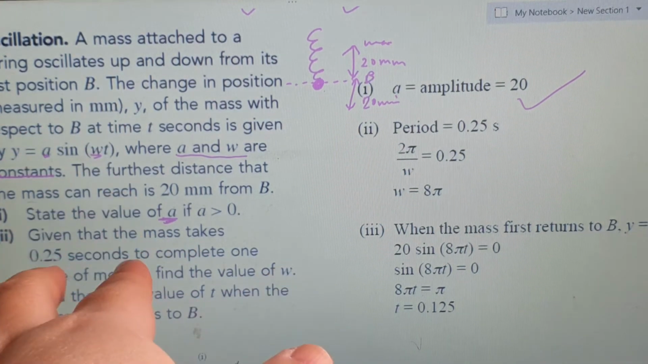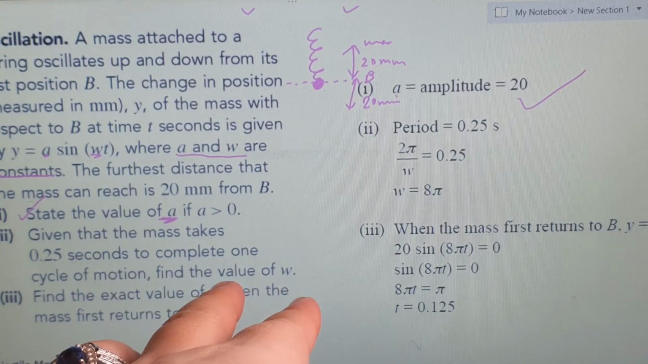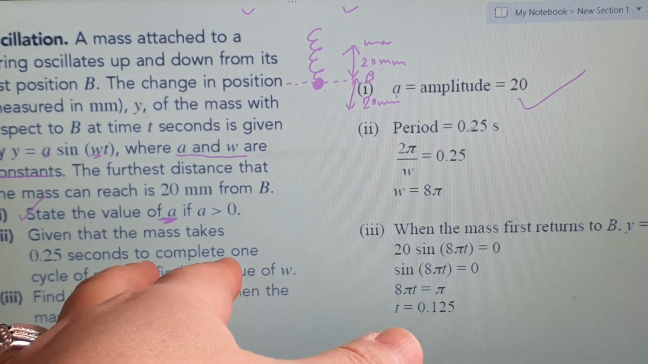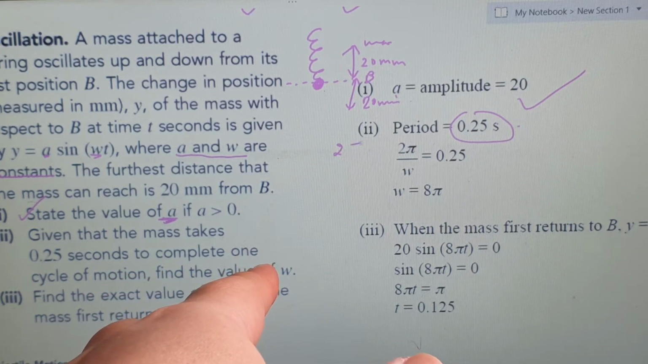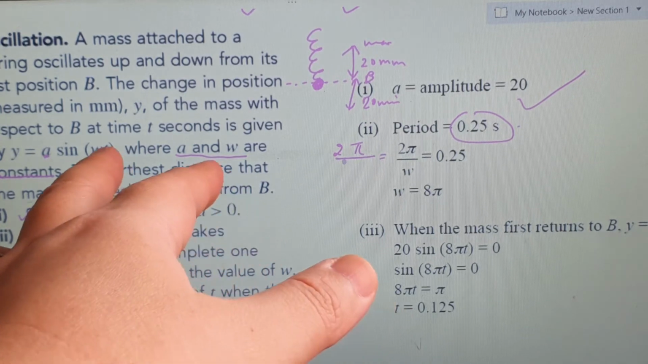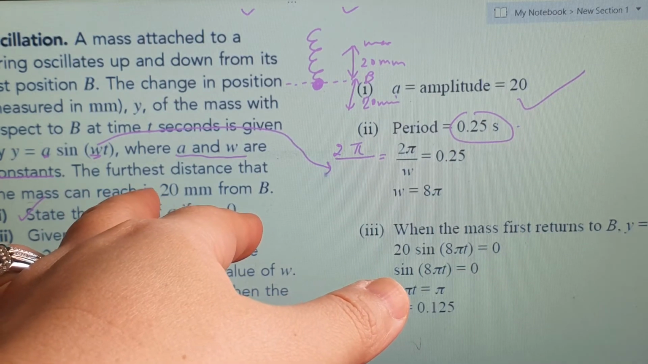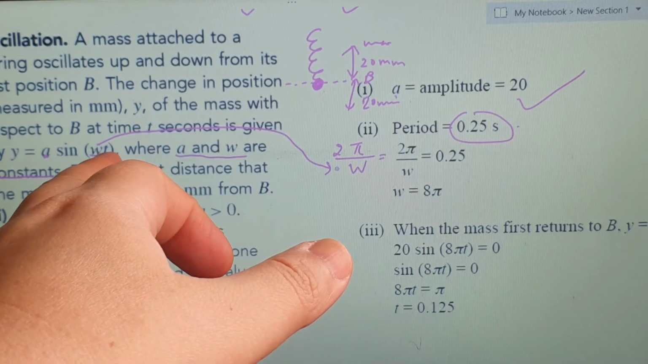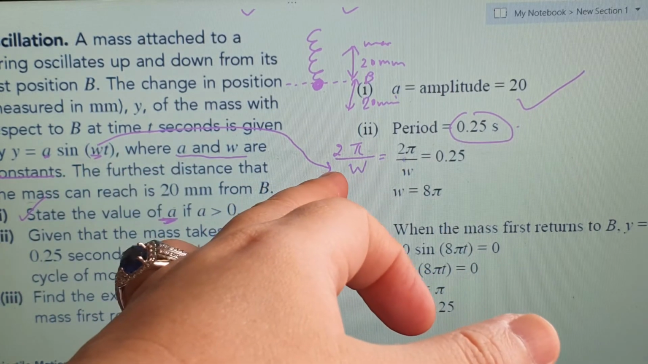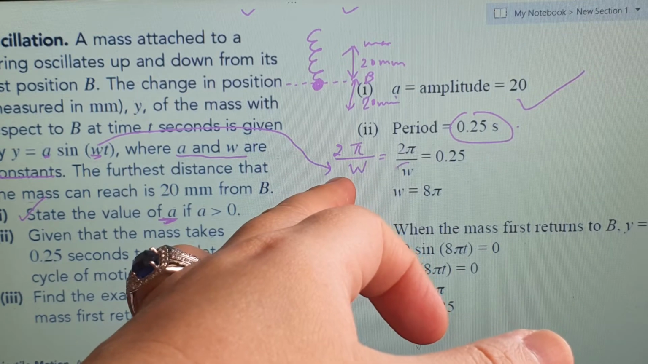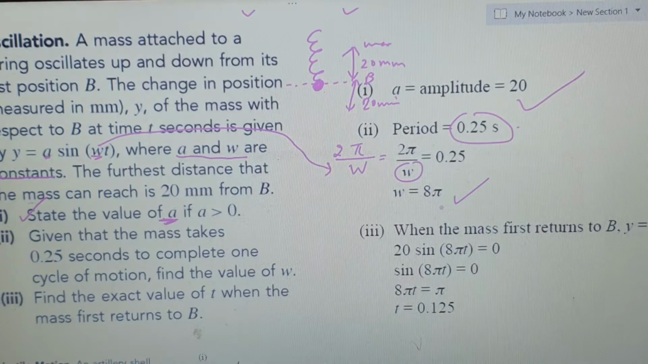Okay, then now given that the mass takes 0.25 seconds to complete one cycle, so what does this mean? It means that the period is this, and we know period is 2 pi over the number that is in front of the t here, right, or the x or whatever the variable is here. Okay, so you go and make w the subject, you will get 8 pi. Leave it as exact form, 8 pi, finish already.